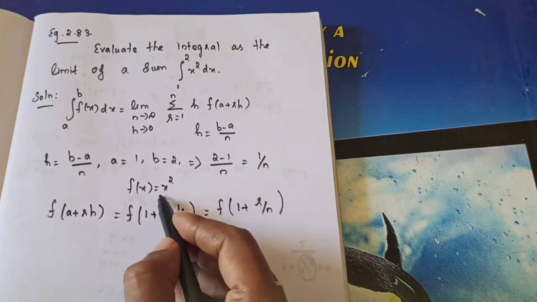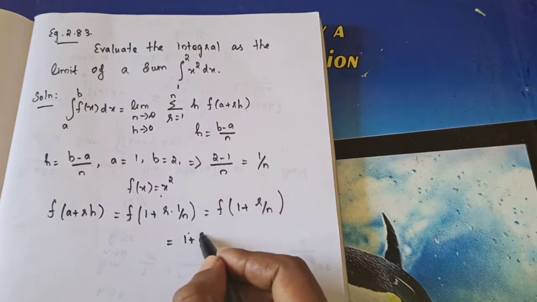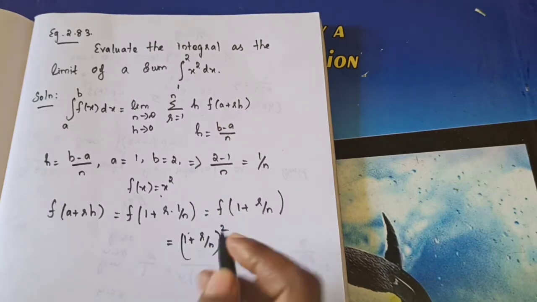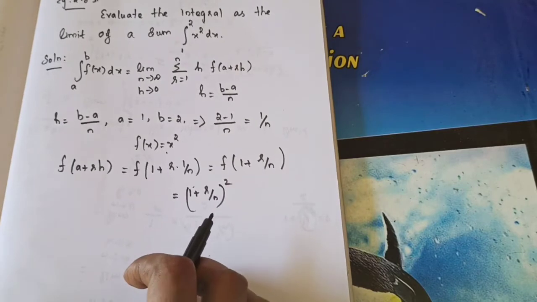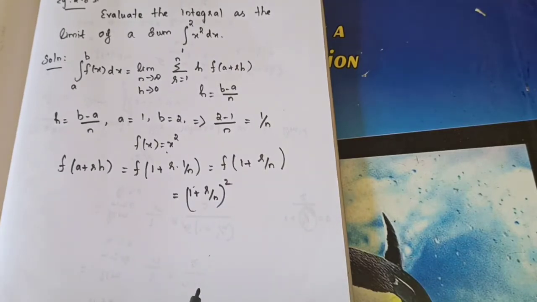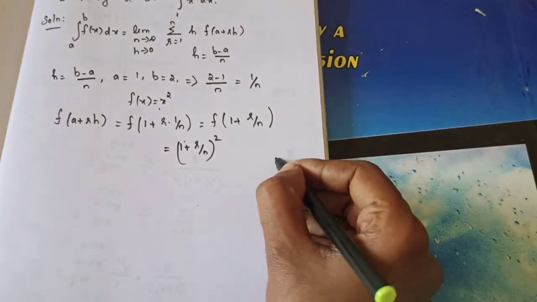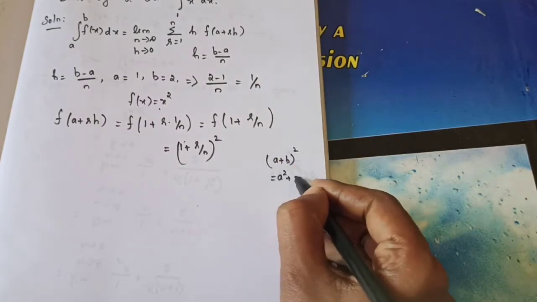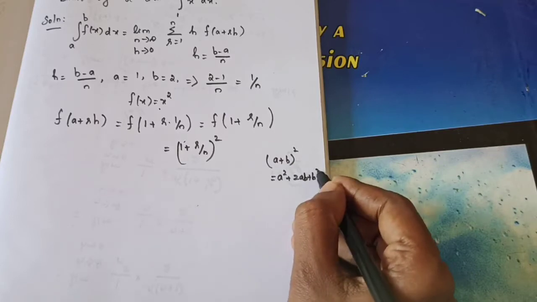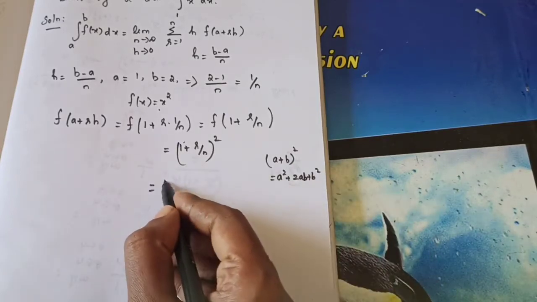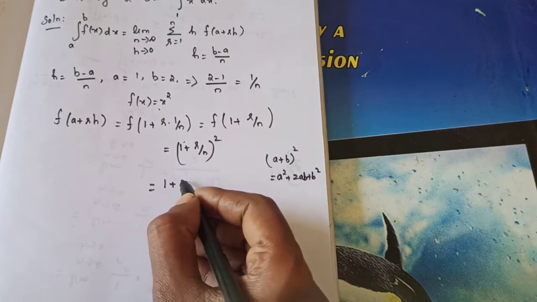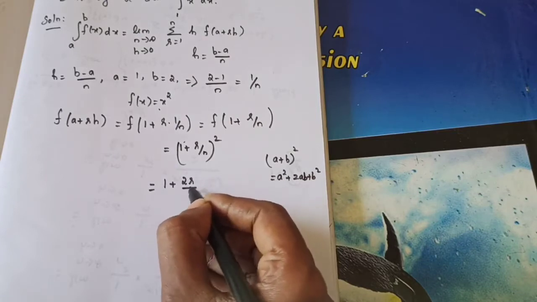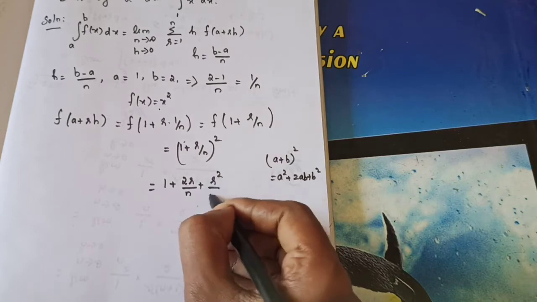So here it is x square, is it right? So what will happen? 1 plus r by n the whole square. Got it? So now we will expand by using the a plus b the whole square formula. What's the formula for a plus b the whole square? a square plus 2ab plus b square. Now substitute here: 1 square, that is 1, plus 2ab means 2r by n, plus r square by n square.